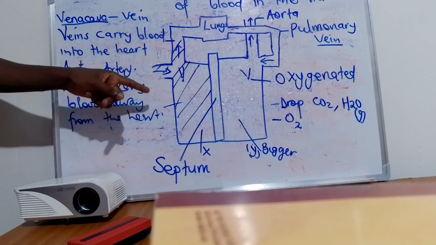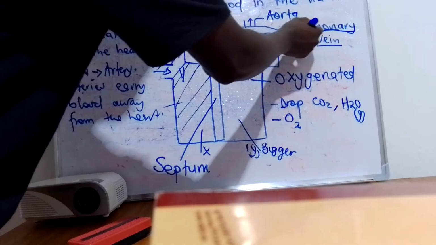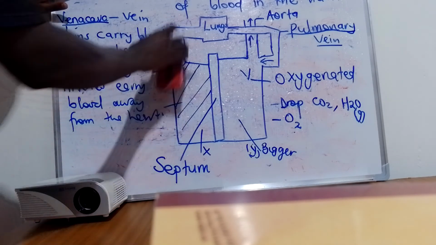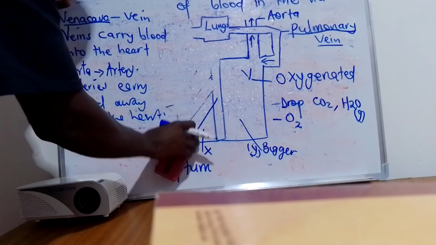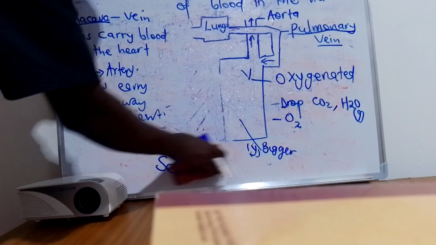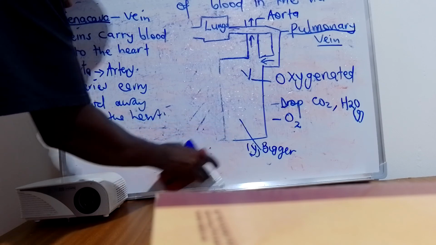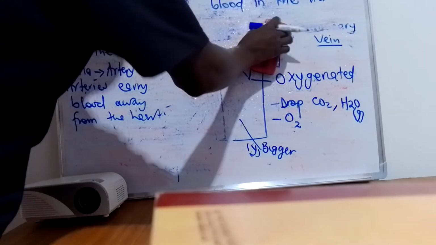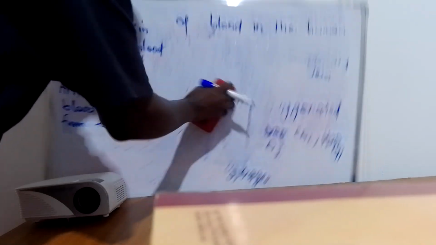Yes. Why do we give them the word pulmonary? Wherever you find the word pulmonary, just understand that we are talking about lungs. All blood vessels that have something to do with lungs are given a surname, pulmonary. Pulmonary artery, pulmonary vein. So when you hear the word pulmonary, just understand we are talking about lungs.